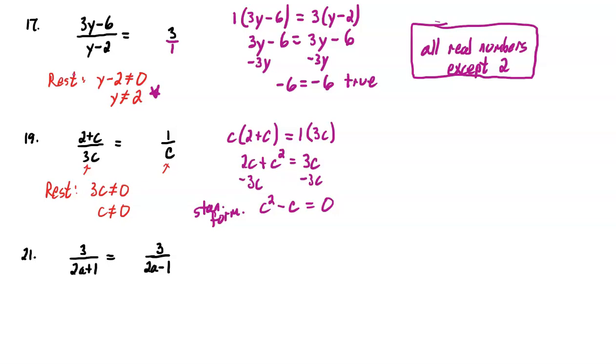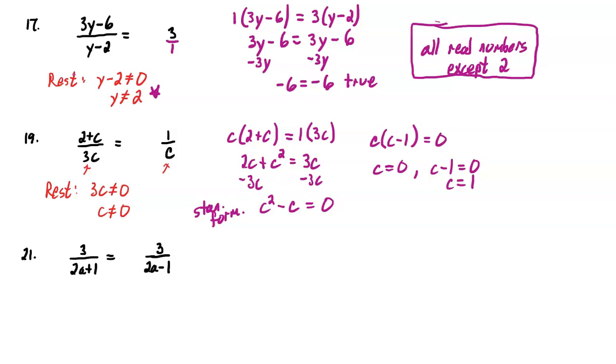The reason that we make standard form is so that we can factor the polynomial. There's a GCF of c. So we get c times c minus 1, and that's equal to 0. Now use the zero product property. Set each factor equal to 0. c is equal to 0, and c minus 1 is equal to 0. Add 1 to both sides and we get c equals 1.